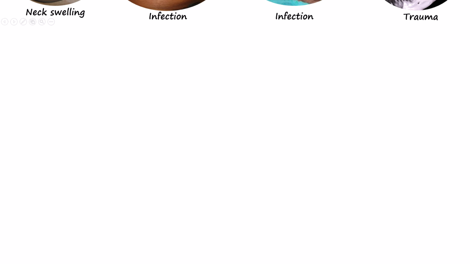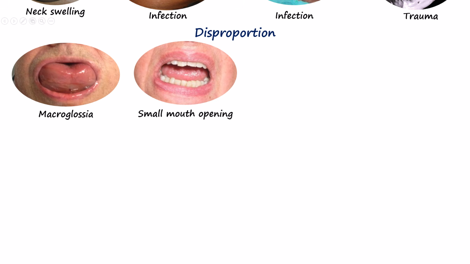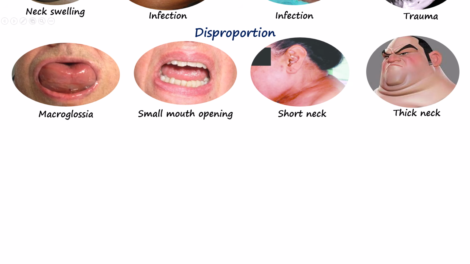The third D is disproportion, which describes an imbalance in airway structures that can make ventilation and intubation harder. A large tongue relative to the mouth can block the laryngeal view, a small mouth opening limits laryngoscope access, a short neck reduces space to align airway axes, and a thick neck adds bulk that hinders visualization.